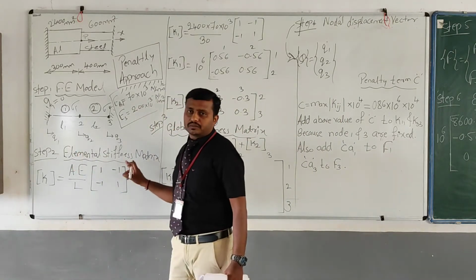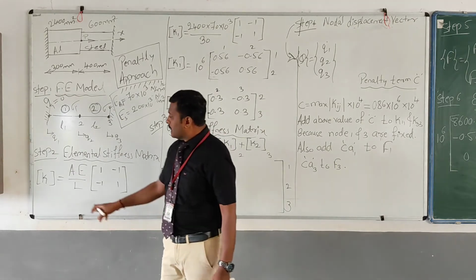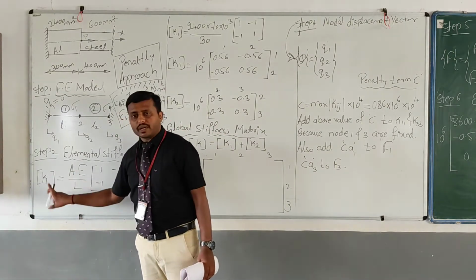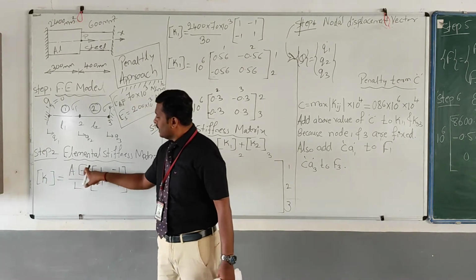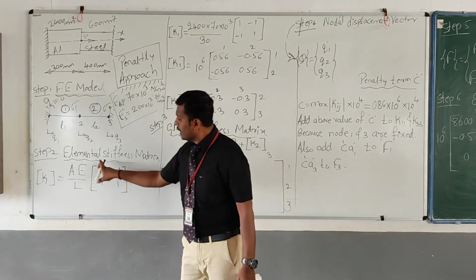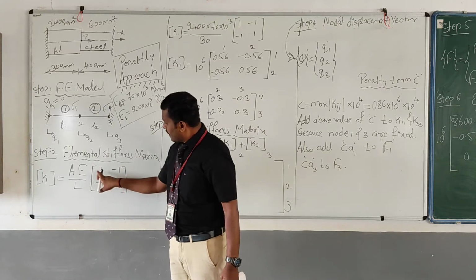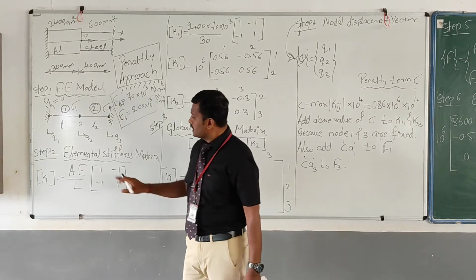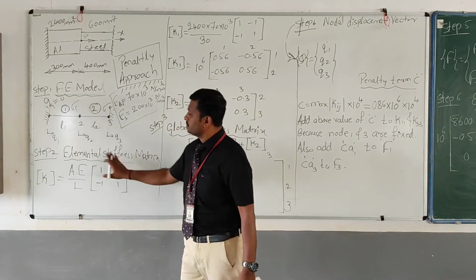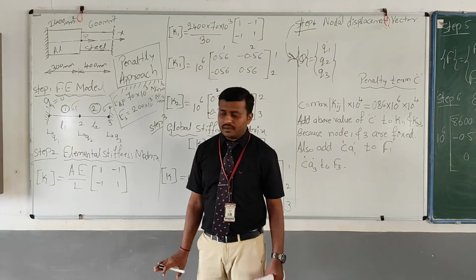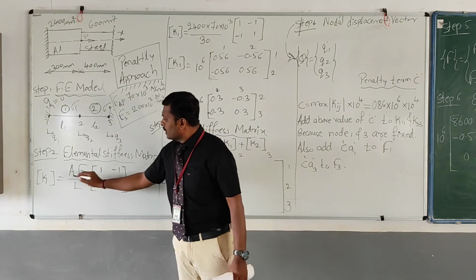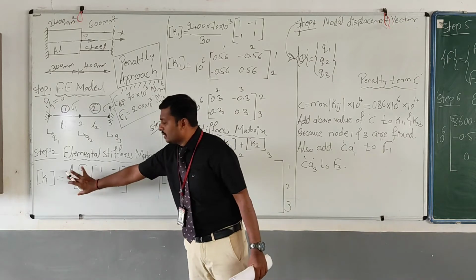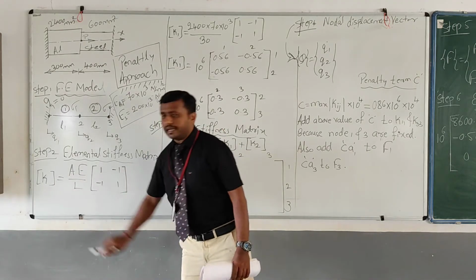Elemental stiffness matrix. The general formula is K equal to AE upon L multiplied by the matrix. K is nothing but the stiffness matrix, and it should always be written in square brackets. The elements in the matrix are 1, minus 1, minus 1, 1. This is the general stiffness matrix for a one-dimensional bar element. Now you will know the cross-section area, Young's modulus, and length of the element. Substitute them and find the value of K.